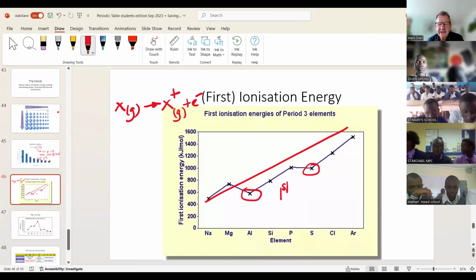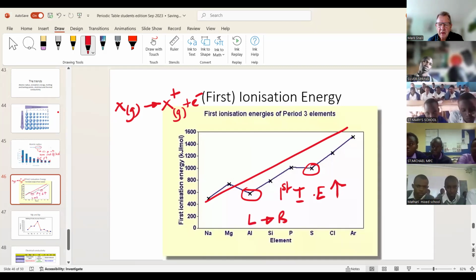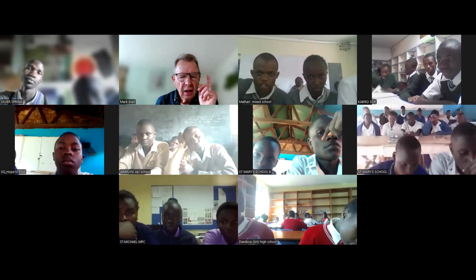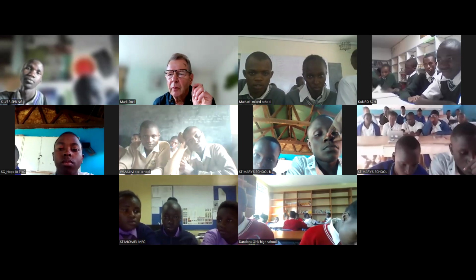So first ionization energy increases left to right across a period. Okay, the first ionization energy increases across a period. That is the most important thing to start with.